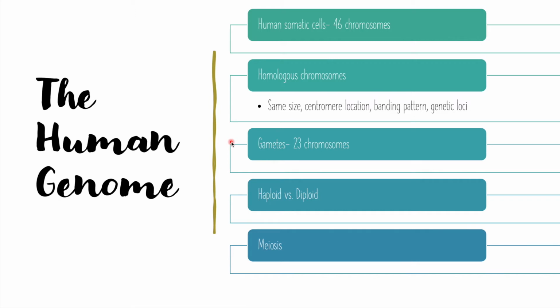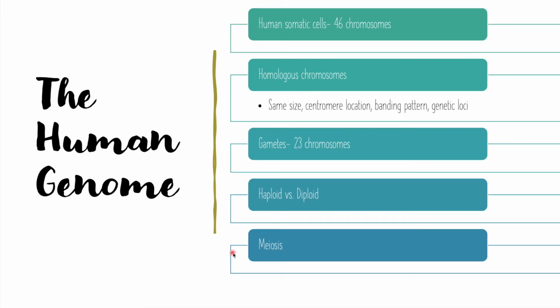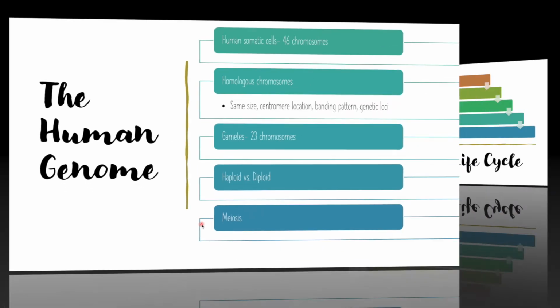Human sex cells, or gametes, have 23 chromosomes, so they are known as haploid cells, because they only contain one set of chromosomes. Diploid cells, like somatic cells, contain two sets of chromosomes. Haploid cells are labeled with a single N, and diploid cells are labeled with two N. Gametes are the only cells in the human body that are not produced by mitosis, but are produced by meiosis.